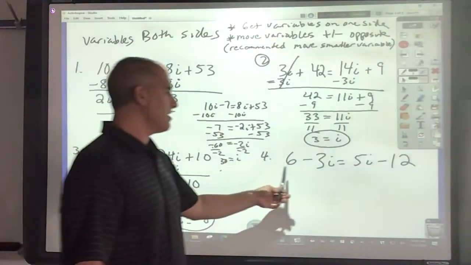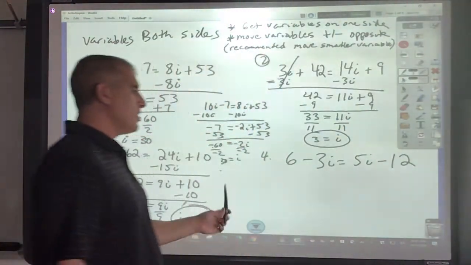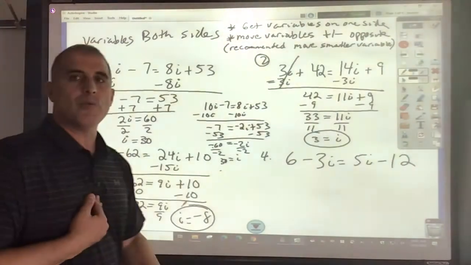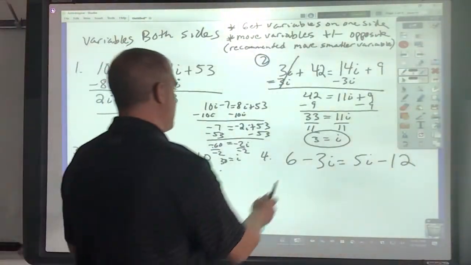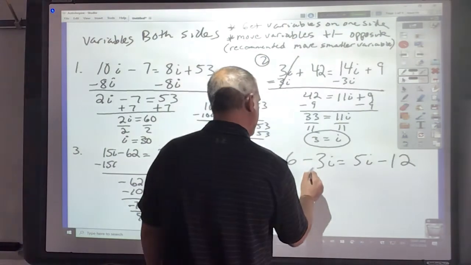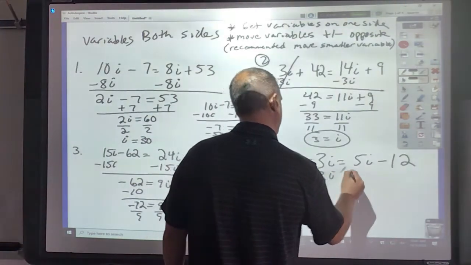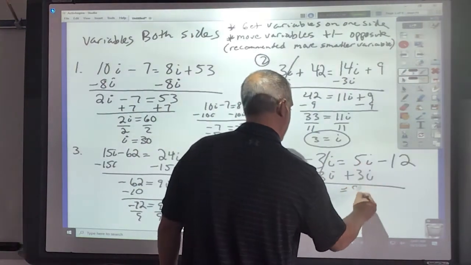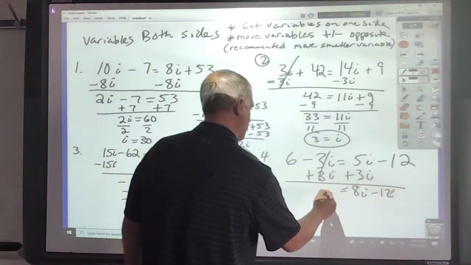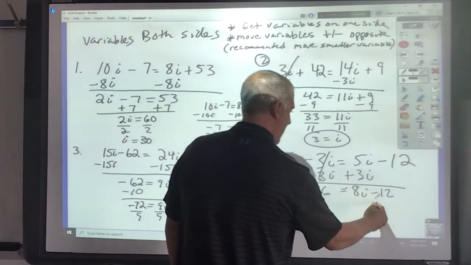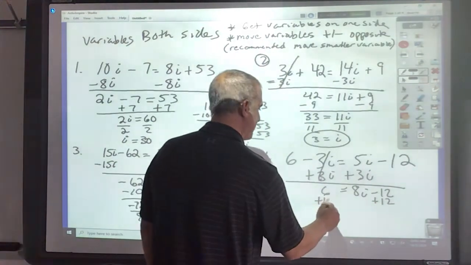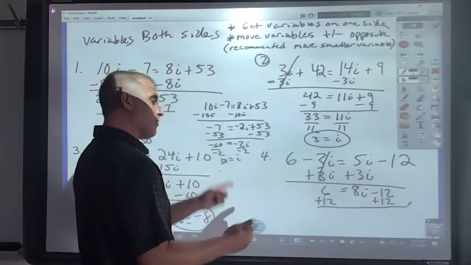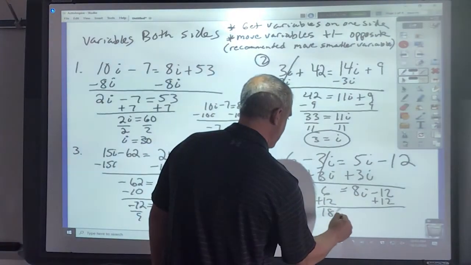All right, this one, got to be careful. So which one do you want to move? Once again, I would always move the smaller one, so I'm going to move negative 3. The opposite of negative 3 would be positive, so I'd do plus 3i, so that one would go away. I got 8i minus 12 equals 6. I would add 12 over to the other side because that's the separated. Remember we talked about separated and attached. That'd be 18 equals 8i.